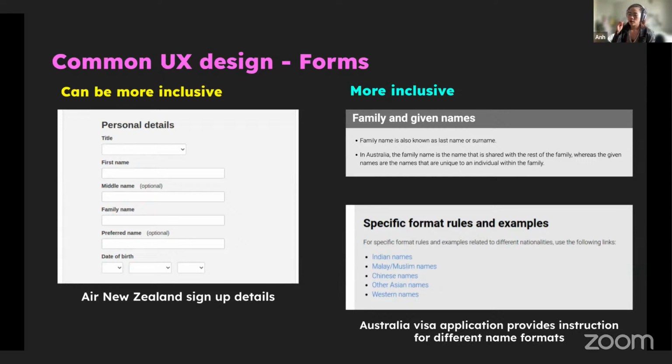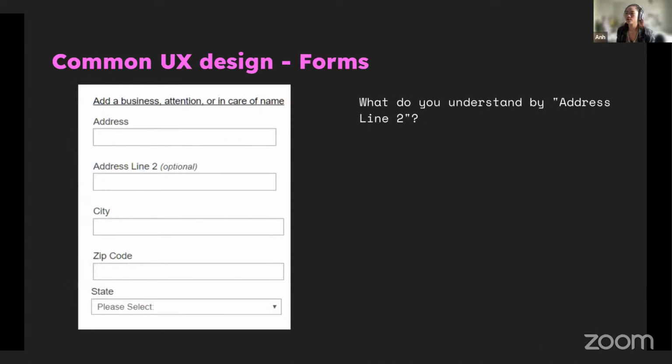It's also giving you instruction about what family name is, in very fine detail, something that people who speak English as a native language wouldn't really think about. You would just think, oh, family name is family name, but it's actually a term that not a lot of people know. In some places it's known as last name or surname. So this form indicates that, and it's also describing in detail that it's the name that's shared with the rest of the family, whereas given names are the names that are unique to an individual. So really good detail and description.